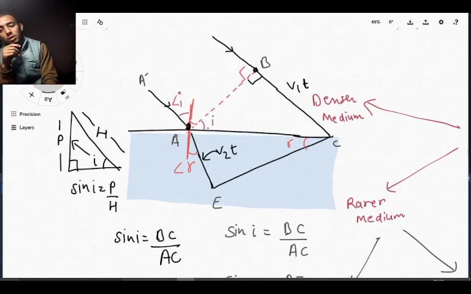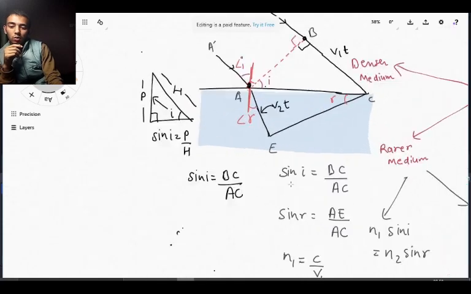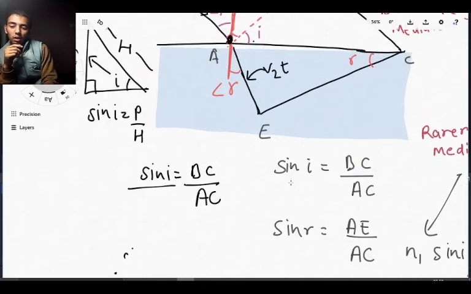Now let's say there is an angle r. For this, sine r is equal to AE upon AC. Now, if we divide sine i by sine r, then it will be BC upon AE, because AC and AC will be cut.